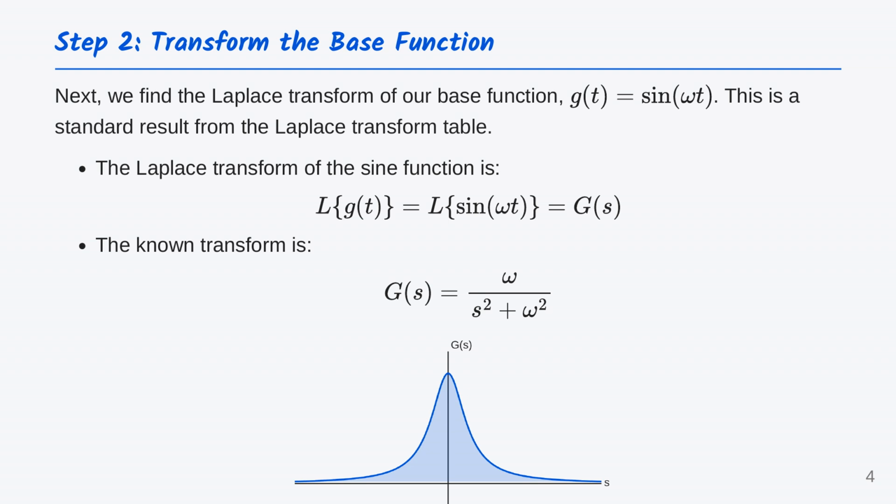If you look at the figure on the slide, you can see a plot of this transform function G of s. The horizontal axis is our variable s, and the vertical axis is the value of G of s. The function itself is that smooth blue bell-shaped curve that's symmetric right around the vertical axis. It has a sharp peak where s equals 0 and then it slopes downward as s moves away from 0. This visual gives us a nice idea of how the sine function's energy looks in the frequency domain.